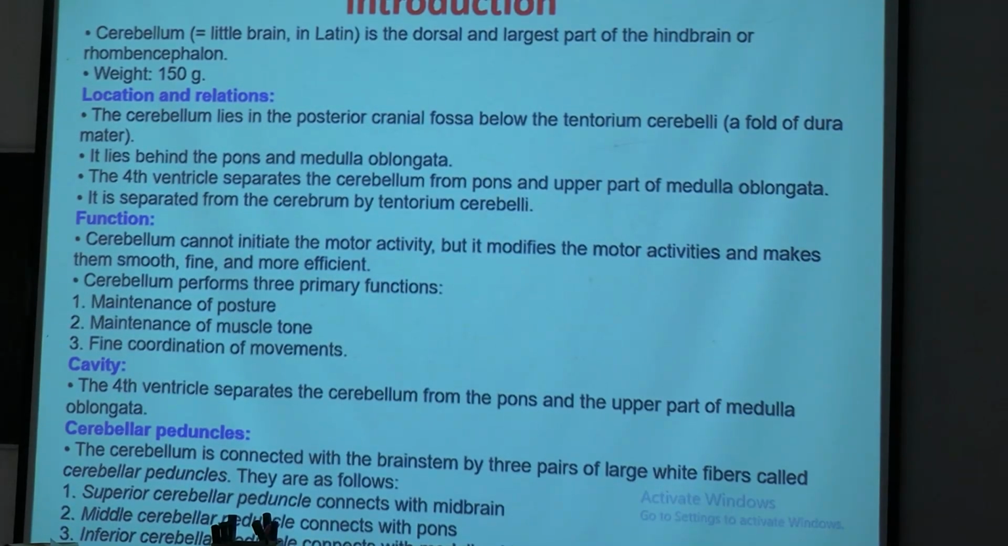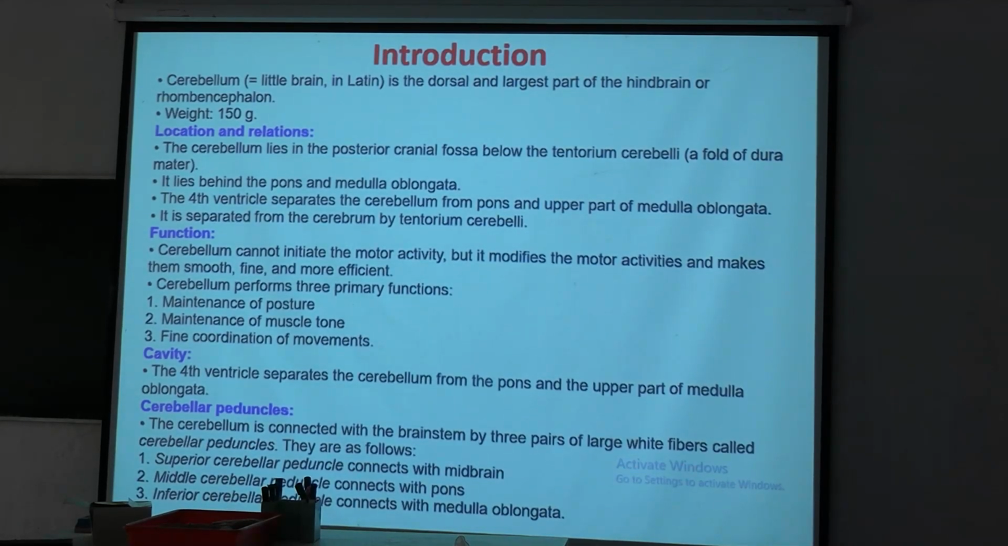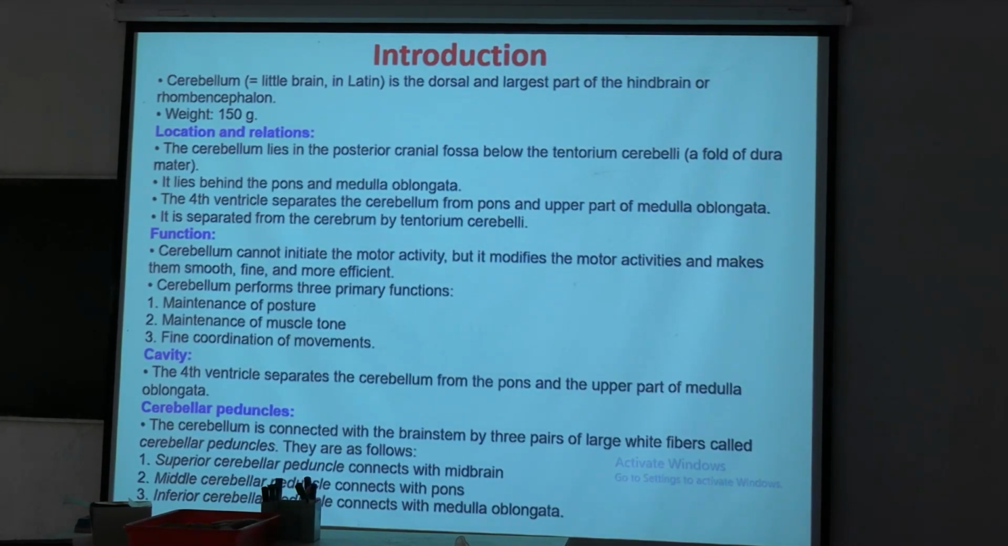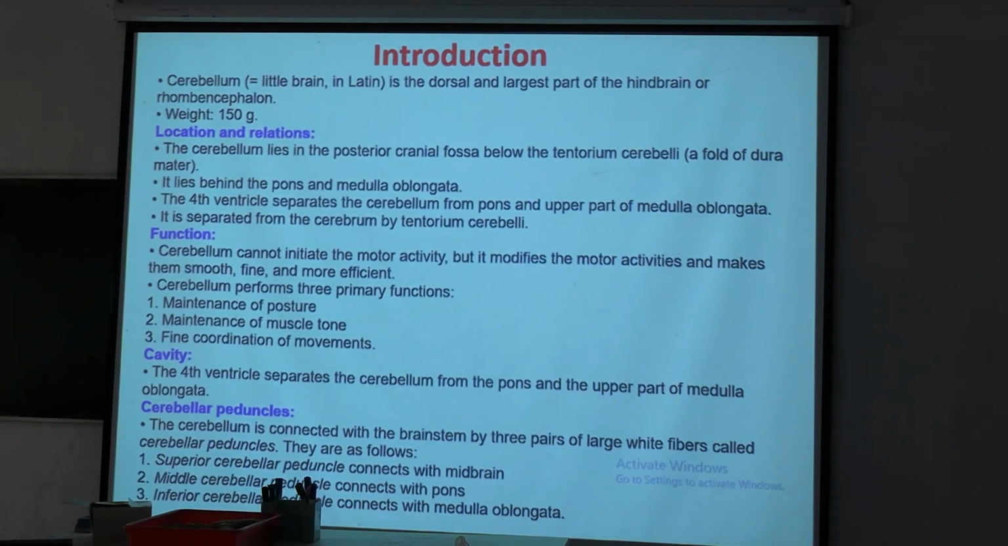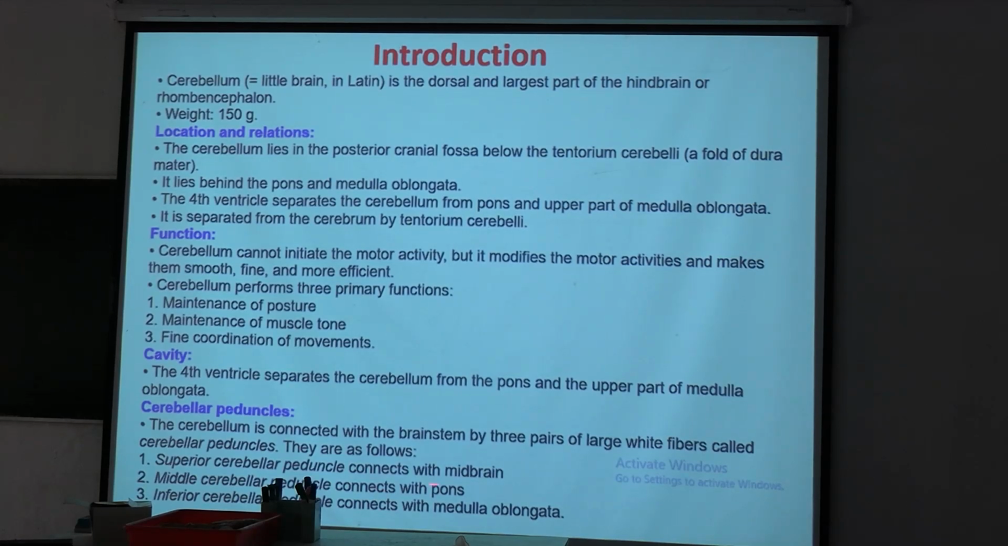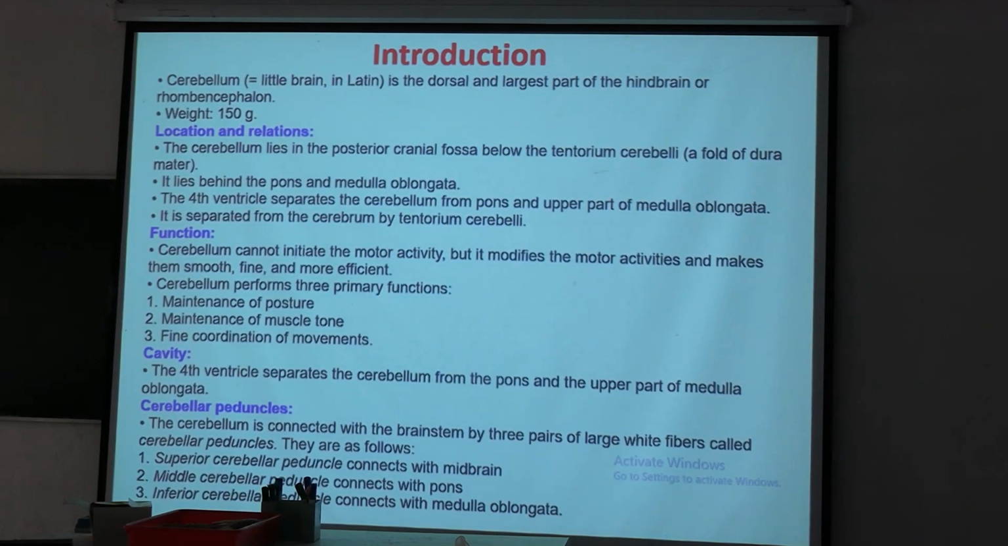Next is cavity. The fourth ventricle separates the cerebellum from the pons and the upper part of the medulla oblongata. There are three cerebellar peduncles. Cerebellum is connected with the brainstem by three pairs of large white fibers called cerebellar peduncles, and they are: the superior cerebellar peduncle connects with midbrain, middle cerebellar peduncle connects with pons, inferior cerebellar peduncle connects with medulla oblongata.